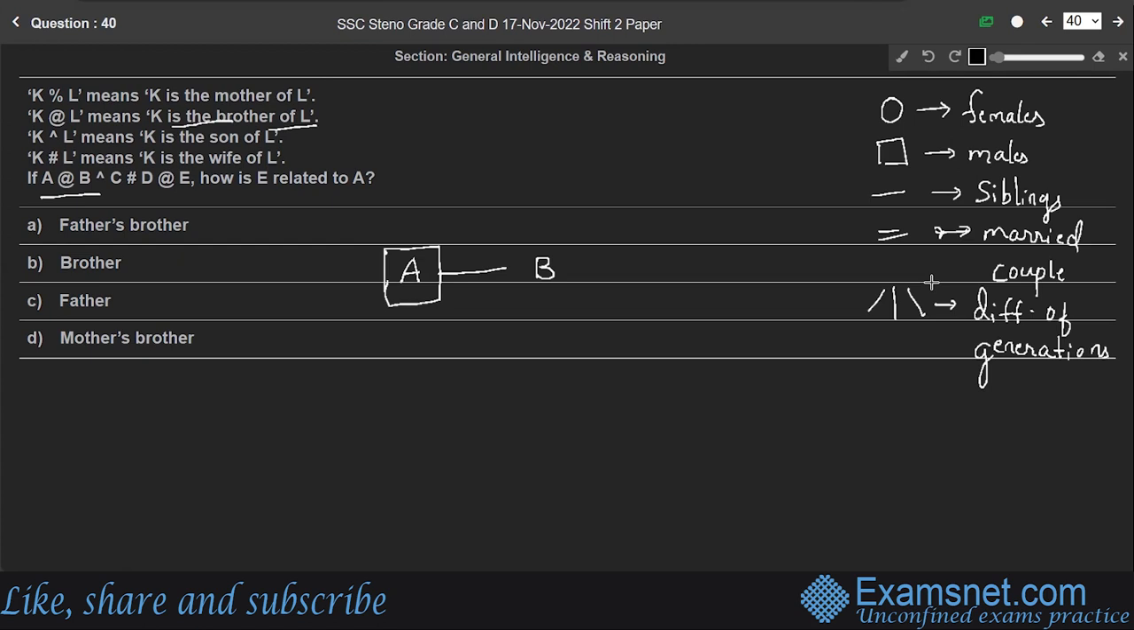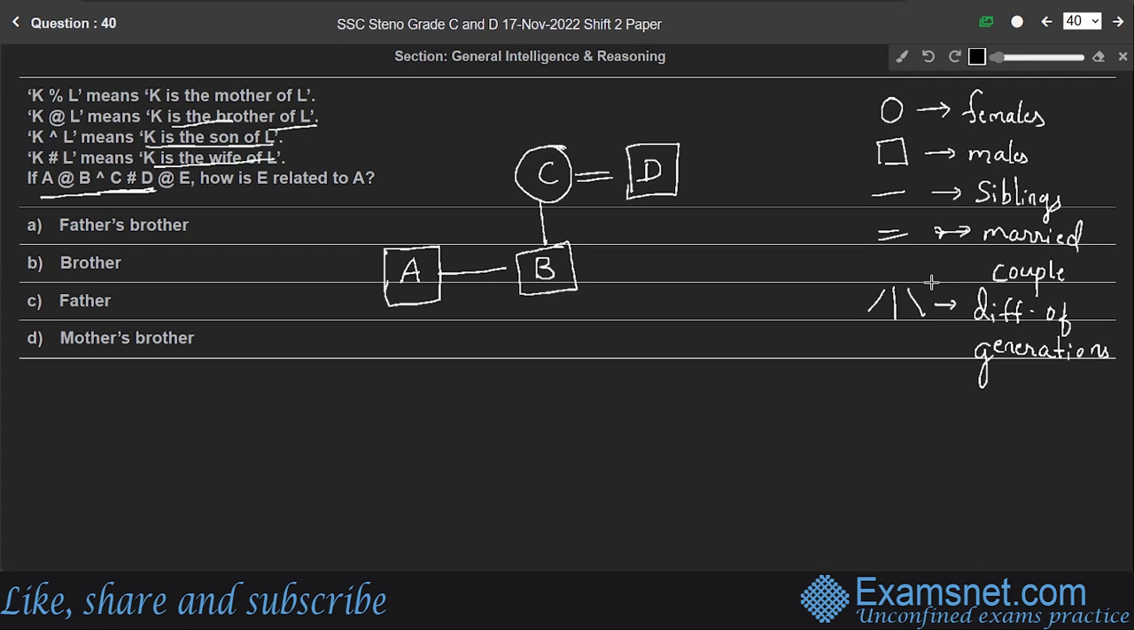Moving further, B cap C. B cap C means first person is son of second person. B is the son of C. Therefore, difference of generation, since B is the son, B is a male, right? And C hash D means first person is wife of second person. Therefore, C is wife of second person. So, C and D are married couple. Since C is wife, C is a female. Use a circular symbol. D is husband of C.